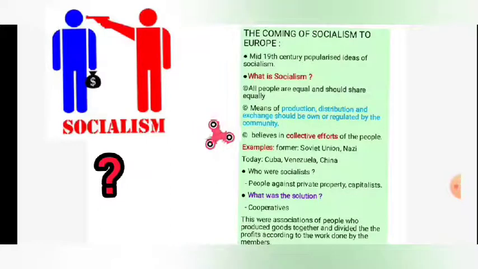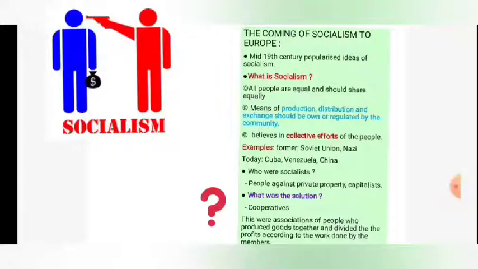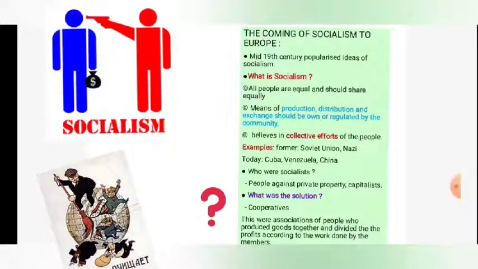Some examples of socialist countries: earlier, the Soviet Union and Nazi Germany were examples, while in the contemporary world today we have Cuba, Venezuela and China, the best examples of socialist communist countries. Whom can we call a socialist? People against private property or capitalists are called socialists.